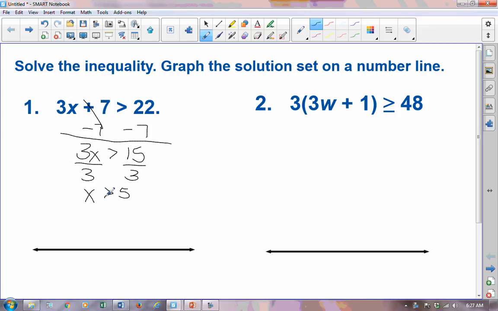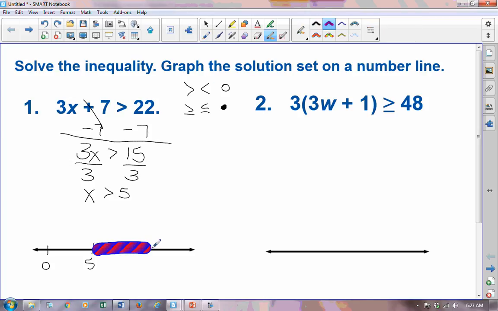Remember that the inequality is like an arrow and it tells you which way to graph or shade your graph as long as the variable is on the left side. And because this has a greater than, remember that greater thans or less thans get an open circle, and a greater than or equal to or a less than or equal to get a closed circle. So this will have an open circle. I'm just going to put a 5 here. Oops, that's not a negative 5. Put a 5 here, and to the left of that is 0, and then we will shade to the right with an open circle on 5.